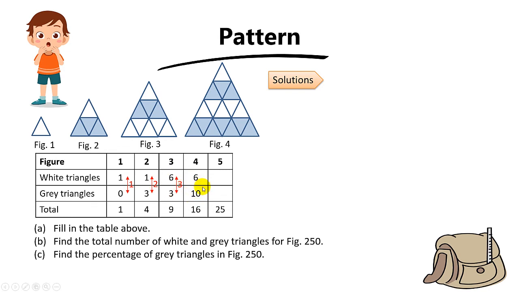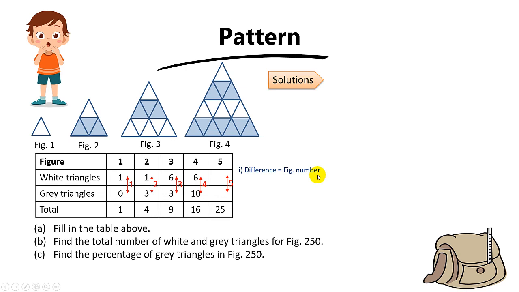10 minus 6 gives you 4. So can you make a guess what would the difference be here? Yes, the difference will be 5. Right, so the number over here is the same as the number over here. Okay, so that's the first pattern that you must observe, which is the difference between the white and grey triangles is basically the same as the figure number.